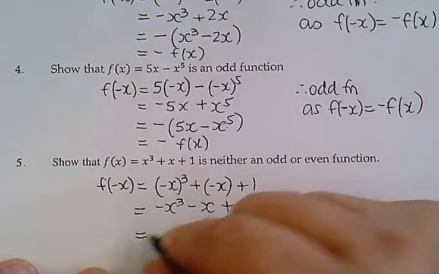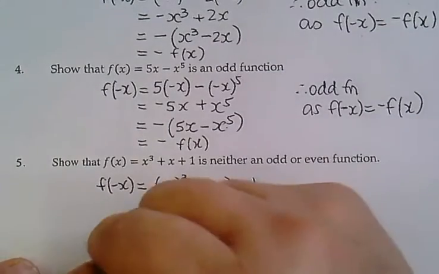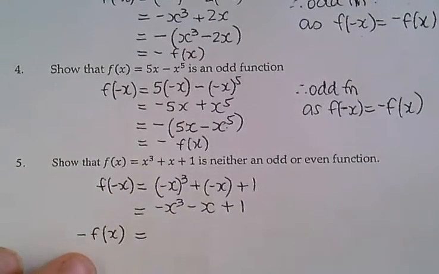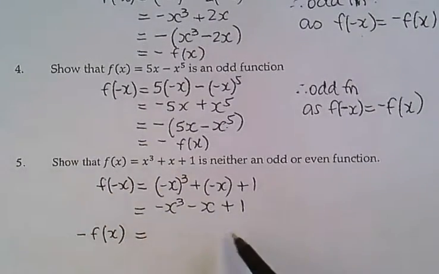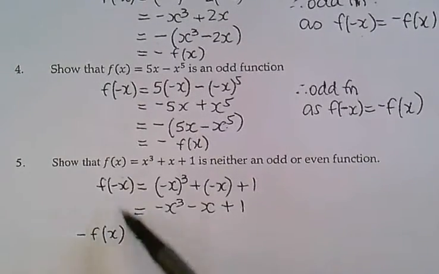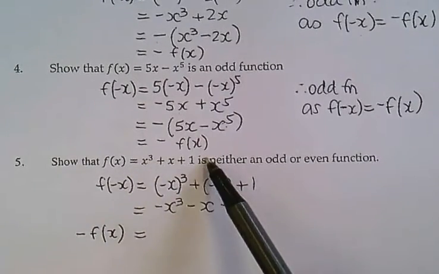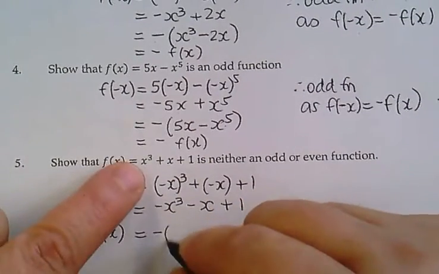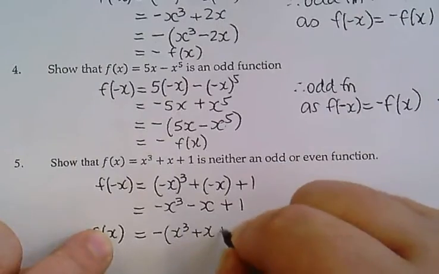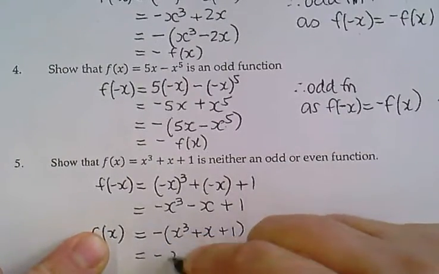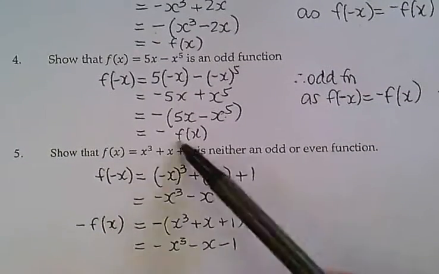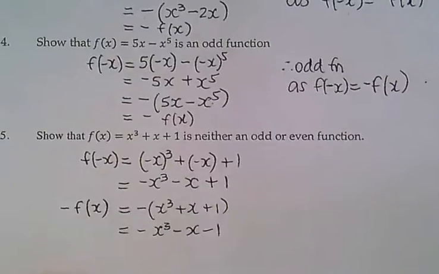Now I'm going to actually write down what negative function of x is. I can pull the negative out here if I want, or I can just work out what negative function of x is. Wouldn't I just put a negative in front of all that? Negative function of x, isn't it negative x cubed plus x plus 1, which is negative x cubed minus x minus 1? Now, that does not equal the original function.